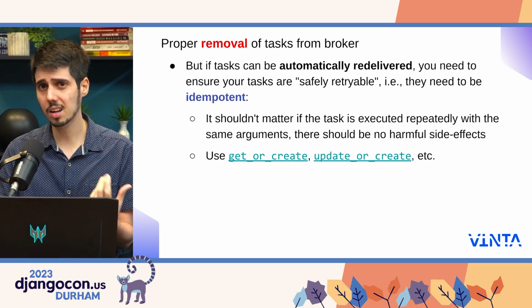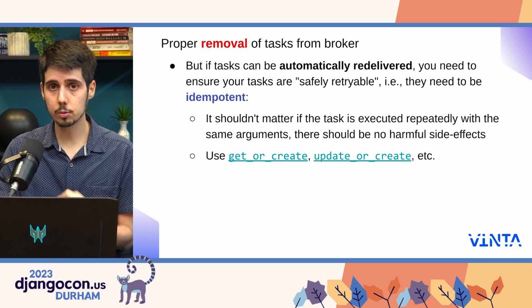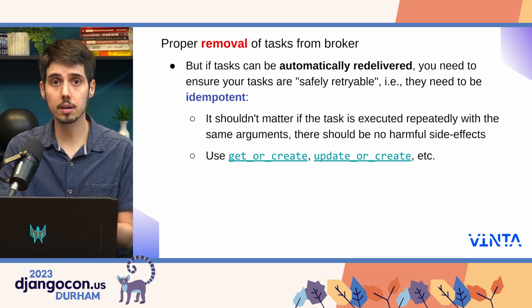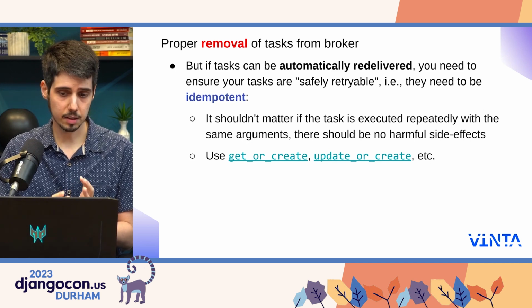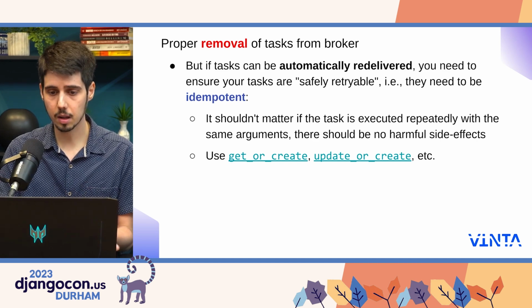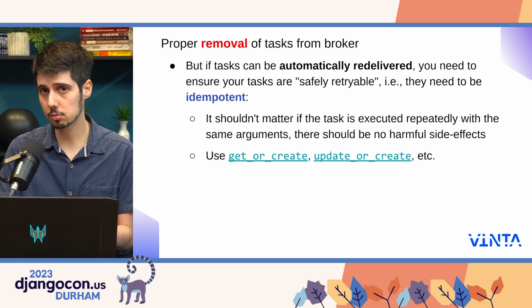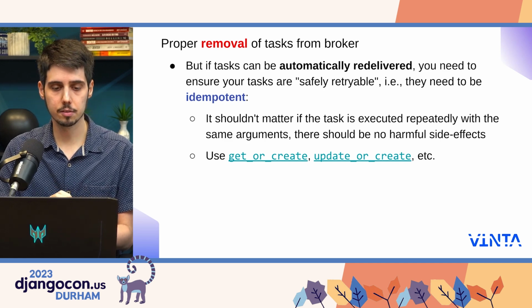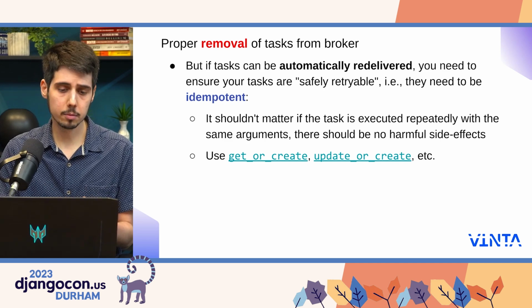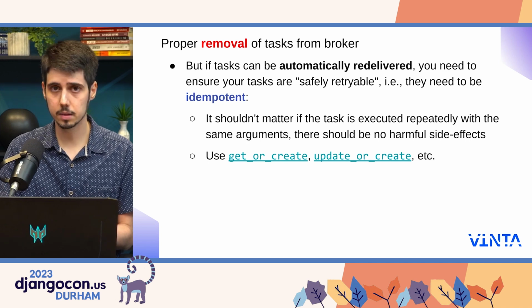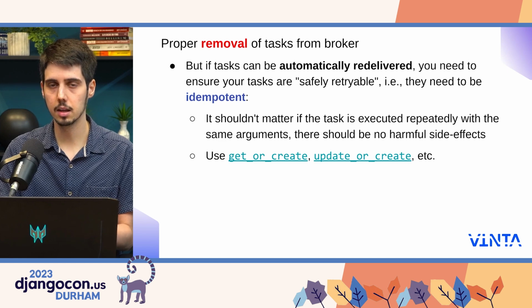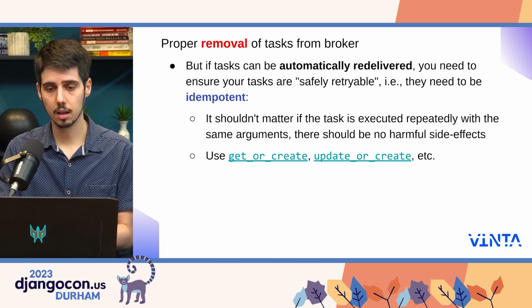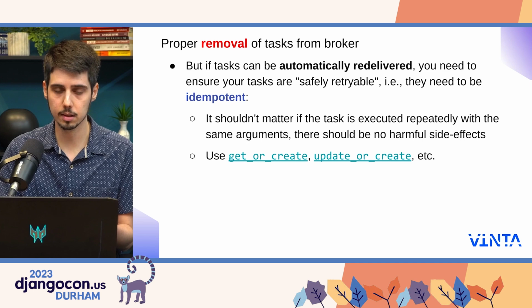Okay, but if tasks can be automatically redelivered, you need to ensure your task code is safely retriable. They need to be idempotent. Your code needs to be idempotent. It shouldn't matter if the task is executed multiple times with the same arguments, there should be no side effects. That's what idempotence means. So you have to use ORM methods like get_or_create, update_or_create. You have to always be sure that you are not redoing work unnecessarily, not doing side effects unnecessarily, if you want your tasks to be idempotent.